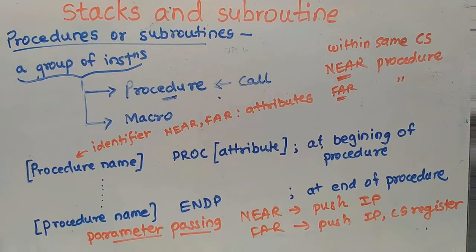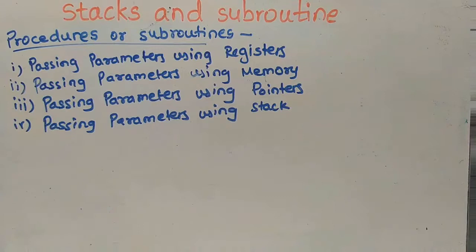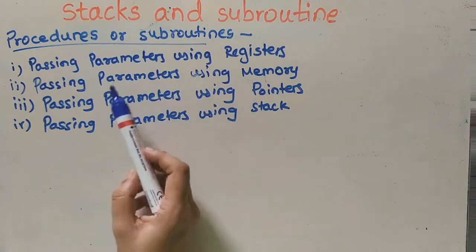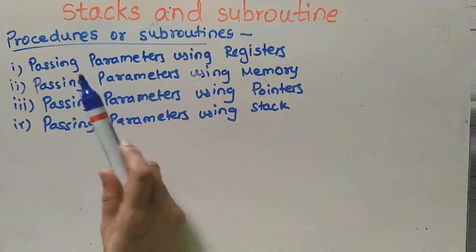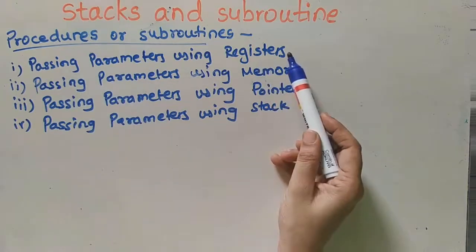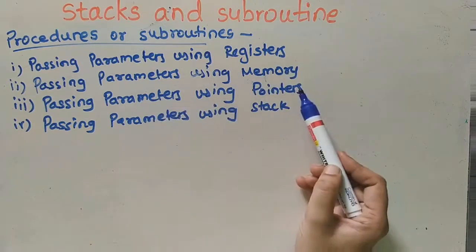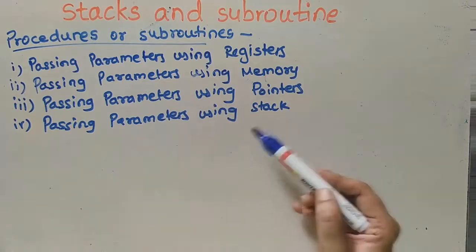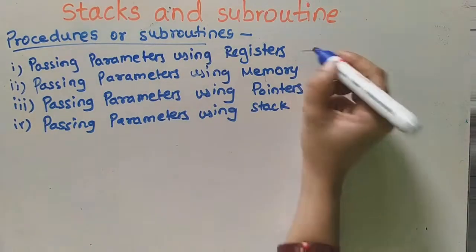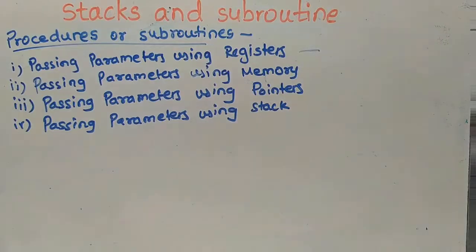And how do we pass the parameters? There are 4 ways in which we pass the parameters. We'll see what those 4 ways are: passing parameters using registers, passing parameters using memory, passing parameters using pointers, and passing parameters using the stack. In the first method, parameters are passed using registers.